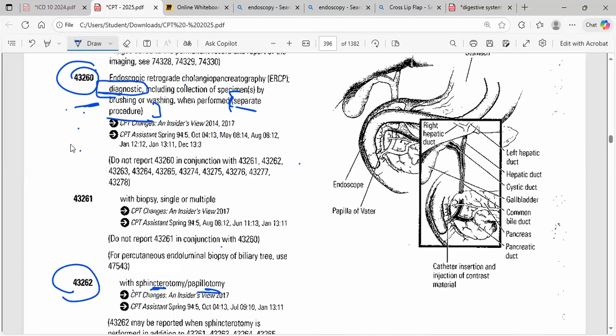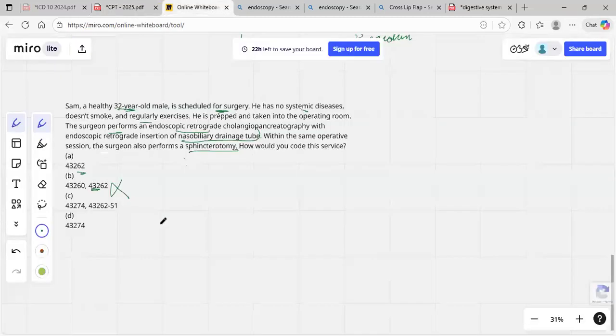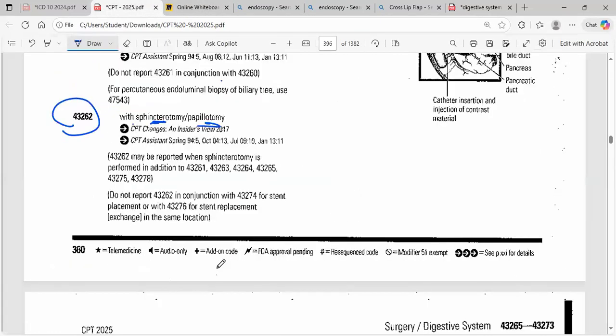So 43262 just says that it's a sphincterotomy, but in our case, a tube is also placed. So let's see what other options we have. Next, we are left with 43274. So let's see what 43274 is.